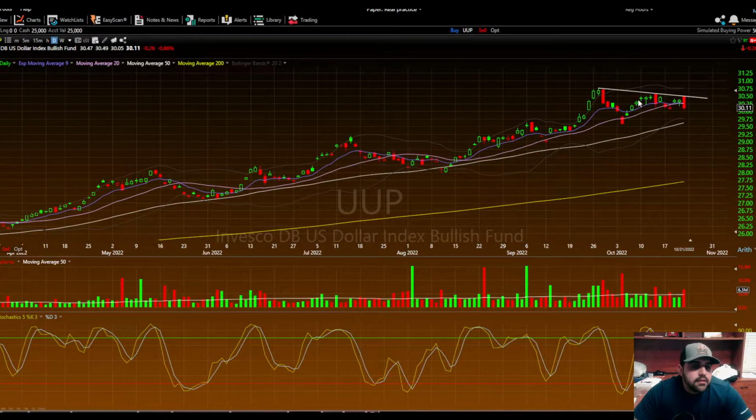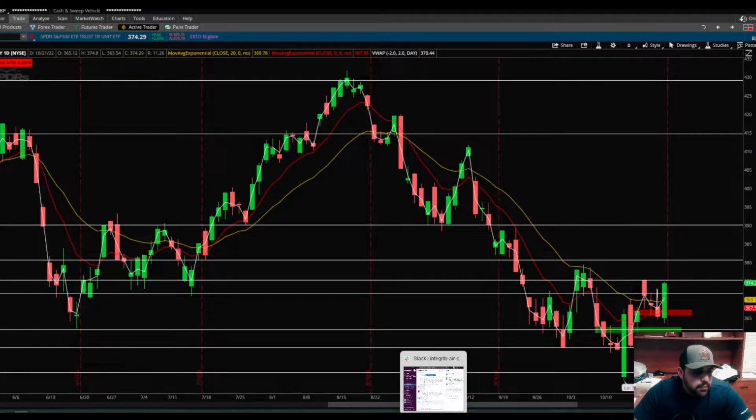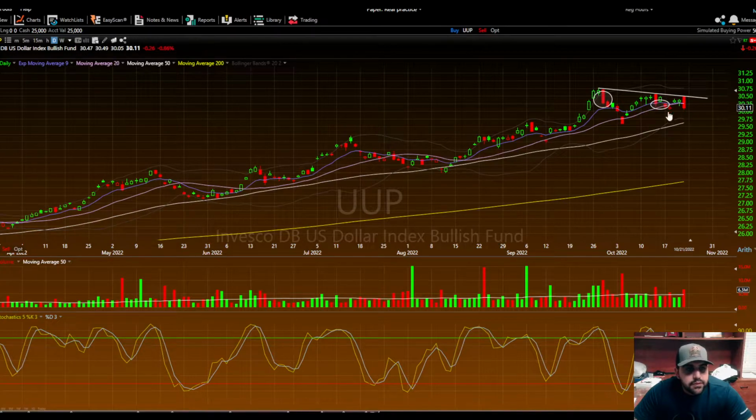So that's what we see here. We get here, try to break it twice, and as you can see, we got this right here, and we got this one right here. Those indicate a reversal. I do not trust the market. Don't get me wrong, we're still looking at a downtrend, but that's what we see here.